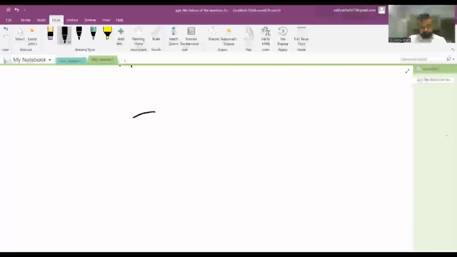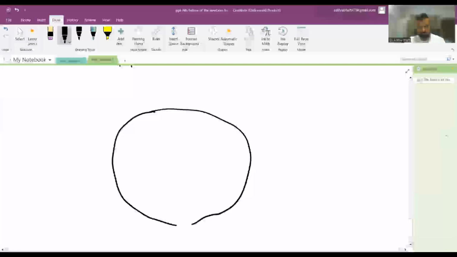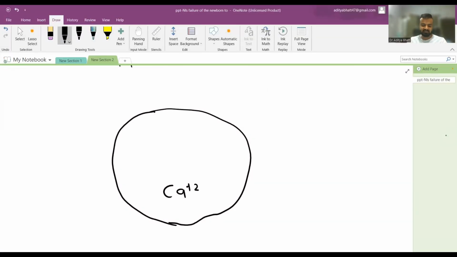So now let's draw a diagram. This is a smooth muscle cell, and in the smooth muscle cell, there is calcium. This calcium in the smooth muscle will cause vasodilation. So anything which will increase the promotion of calcium, which will stimulate the calcium, will cause vasodilation.